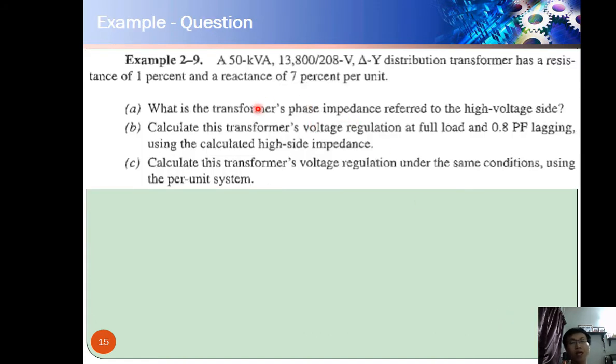Example, we have a 50 kVA delta-Y distribution transformer that has a resistance of 1% and a reactance of 7% per unit. 1% means 0.01, 7% means 0.07. So what is the transformer phase impedance referred to the high voltage side? So this is a three-phase transformer. First of all, we need to convert into single phase, pick up one phase, and then we put it in a single phase equivalent circuit. Calculate this transformer voltage regulation at full load and a 0.8 power factor lagging using the calculated high side impedance. Calculate this transformer voltage regulation under the same condition using the per unit system.